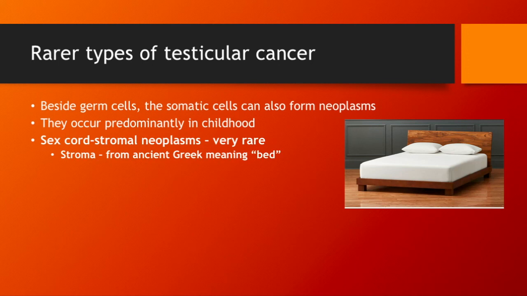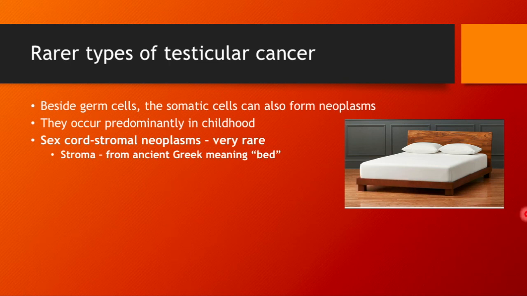Somatic cell tumours can occur in the testis, usually known as sex cord stromal neoplasms, and they are relatively rare compared to germ cell tumours. They tend to occur predominantly in childhood as well. The word stroma itself comes from the ancient Greek meaning bed, and it makes sense because these cells act as a sort of bed for the germ cells.